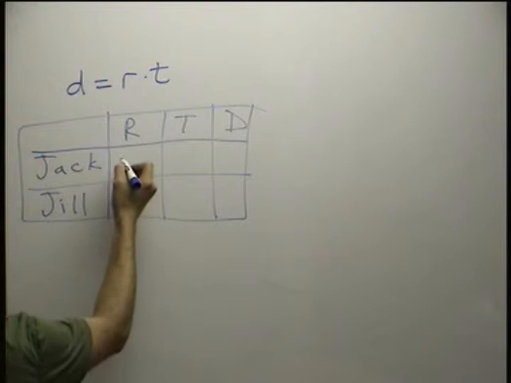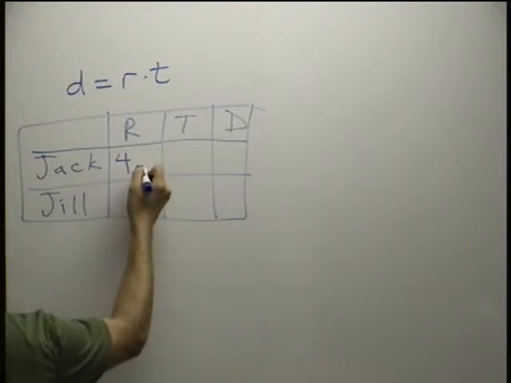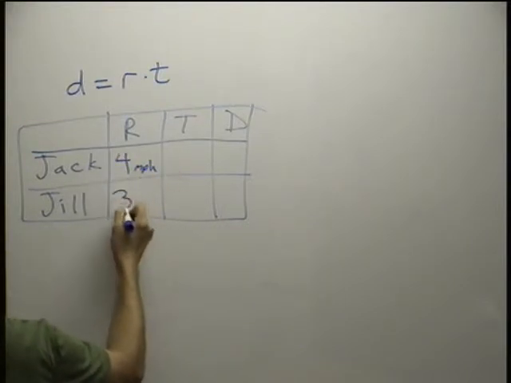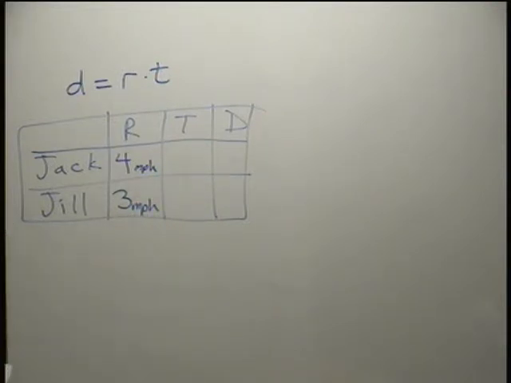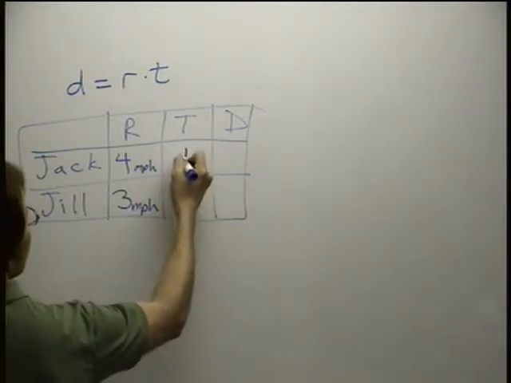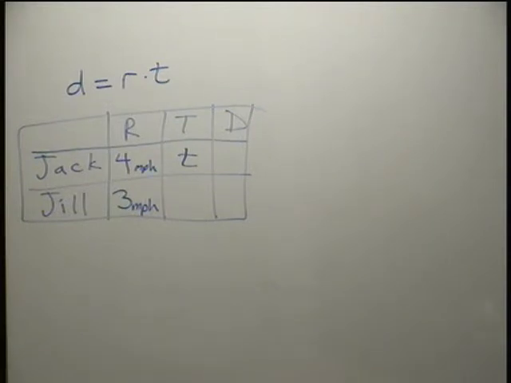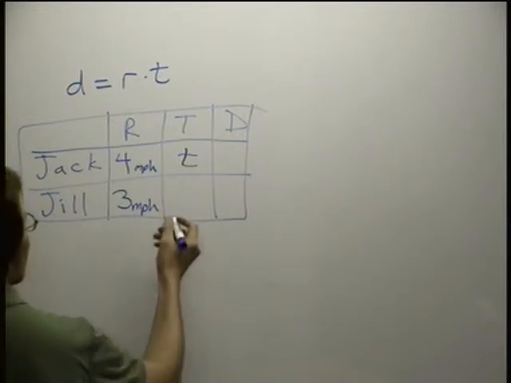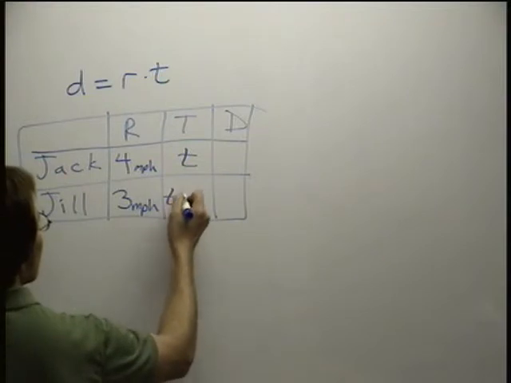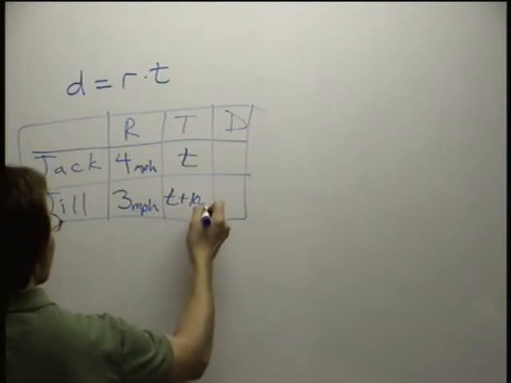Jack's rate is given to be 4 miles per hour. Jill's rate is given to be 3 miles per hour. We also know that Jill takes 10 minutes longer than Jack, but we don't know how long Jack takes. So we're going to fill in Jack's time with a variable, t for time, or whatever your favorite variable is. And then Jill takes 10 minutes longer, so t plus 10 minutes.